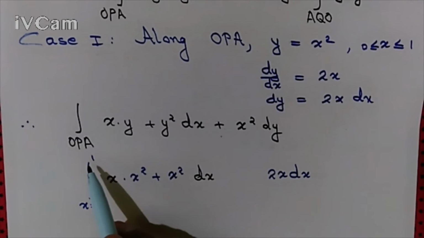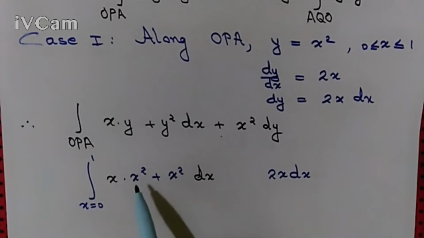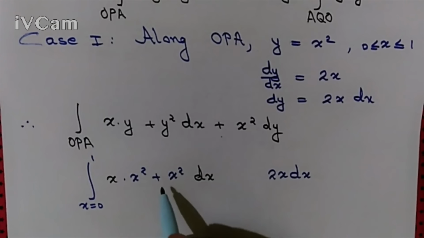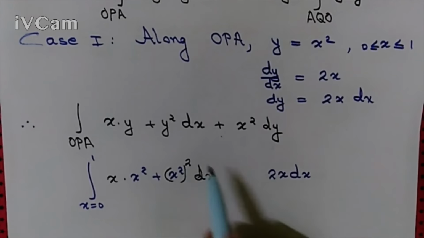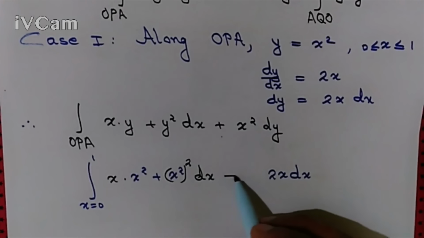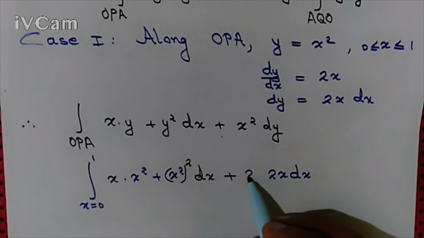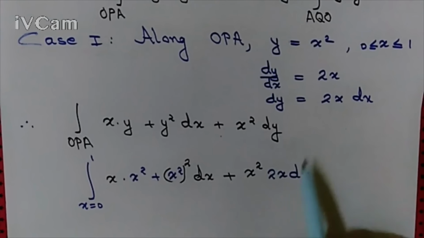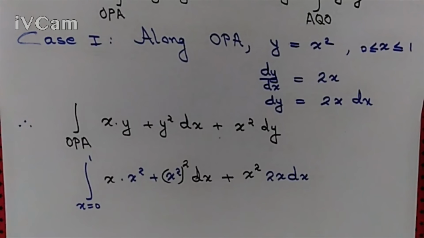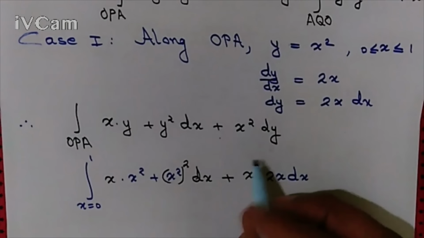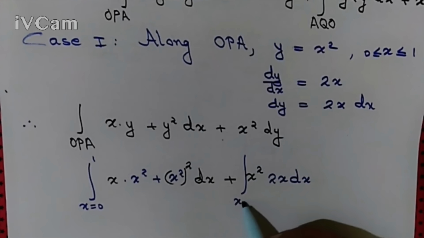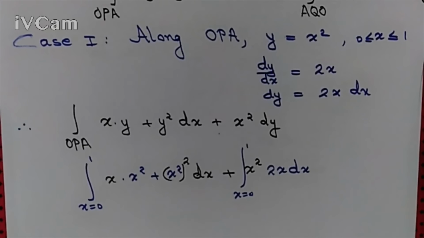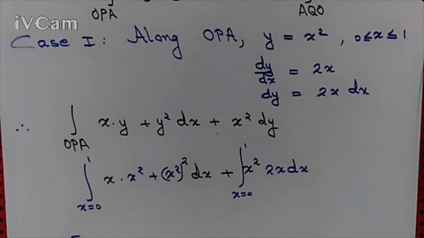So x is changing from 0 to 1, x into y, so y is replaced by x square. X square as it is, dy is replaced by 2x dx. We have dx here as well as here, so x is changing from 0 to 1 here as well. Now can we evaluate the integral? Of course, yes.